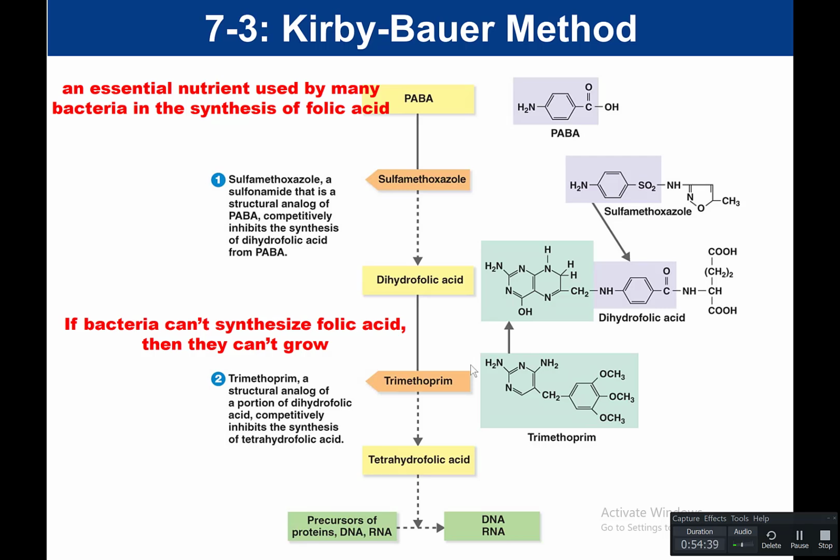And so again, those drugs go under the trade name of Bactrim. And again, only about 10% of the drug is needed when you combine them. And so this would be an advantage. And so this concludes our Kirby-Bauer method.